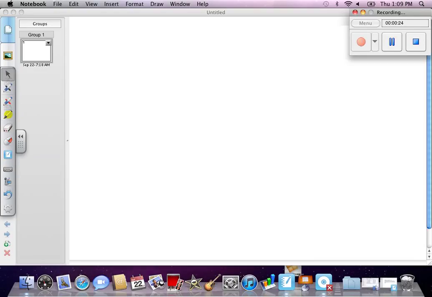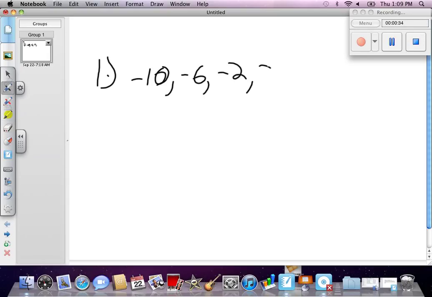If you've got -10, -6, -2, and 2, what are the next 2 numbers in the pattern? What's happening each time? Adding 4. Okay, so 2 plus 4 would be 6. And 6 plus 4 would be 10. Okay, and we're adding 4 each time.